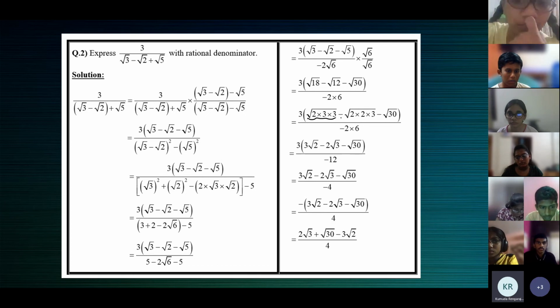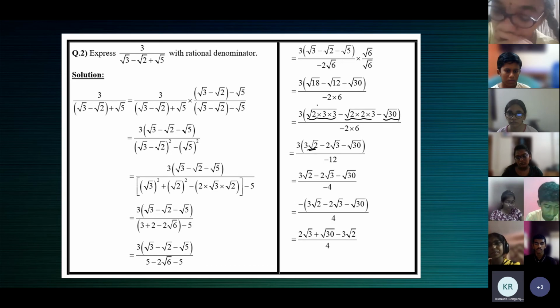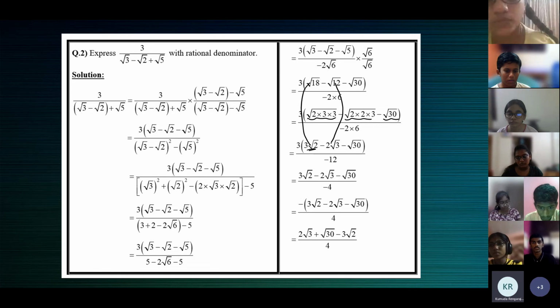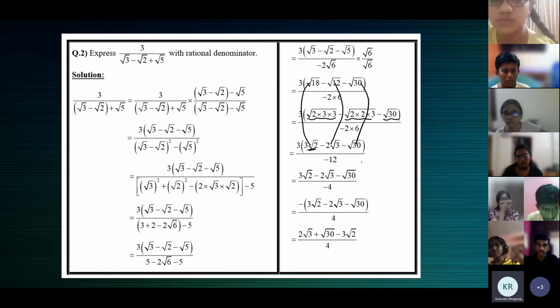I hope you understood. All this is to be written, if possible, as mixed surds. So this one, root 18, can be written as a mixed surd. Root 12 can be written as a mixed surd. Root 30 is a pure surd. It cannot be expressed as a mixed surd.